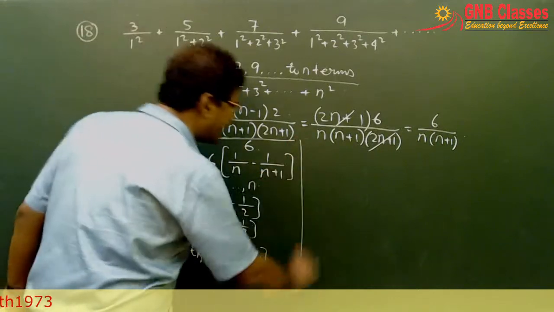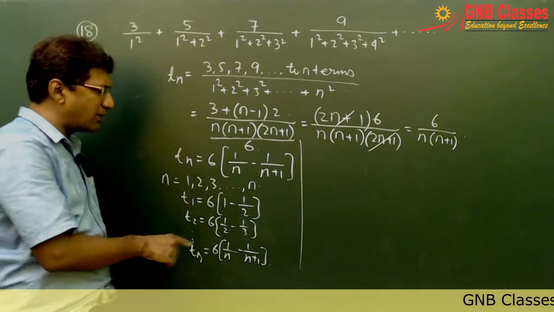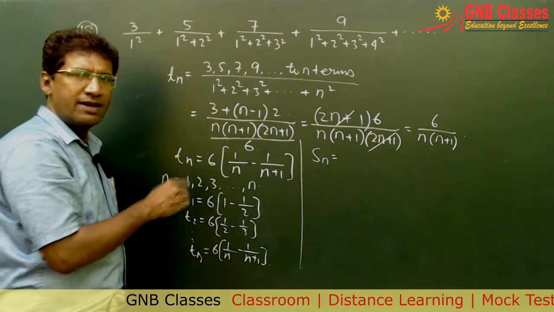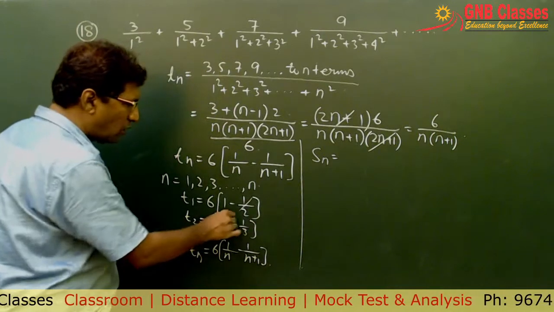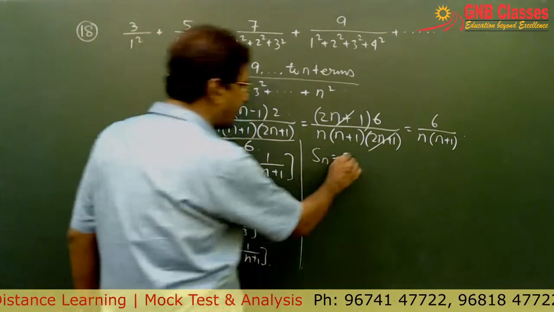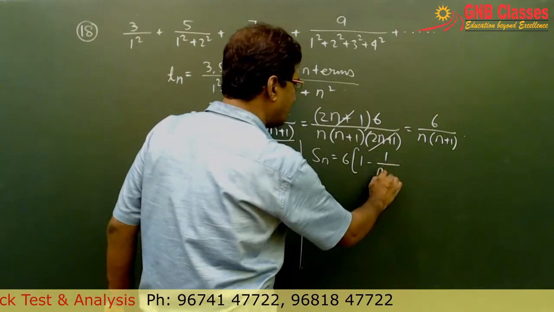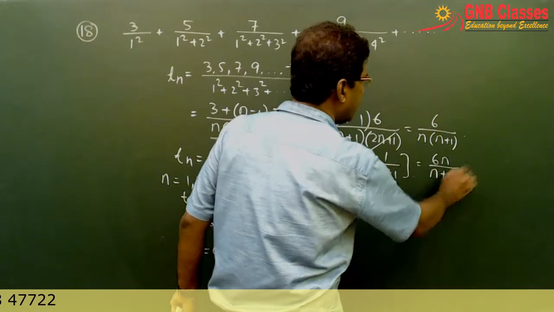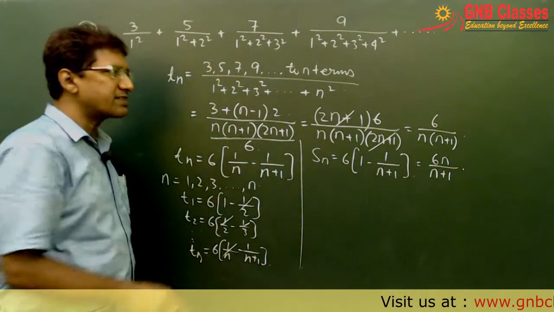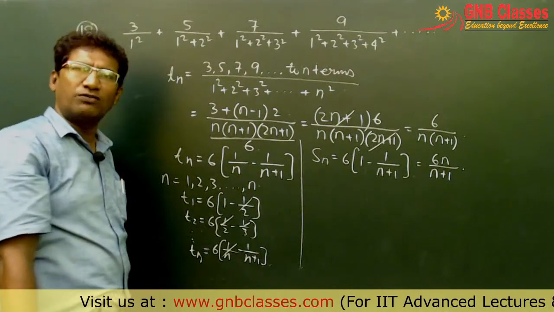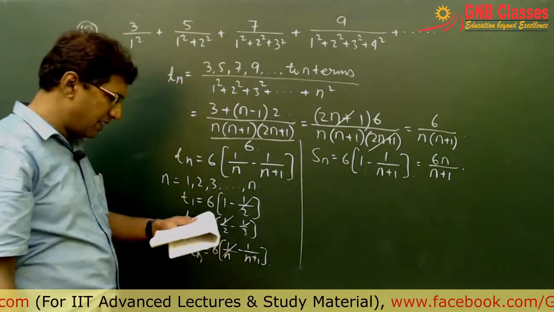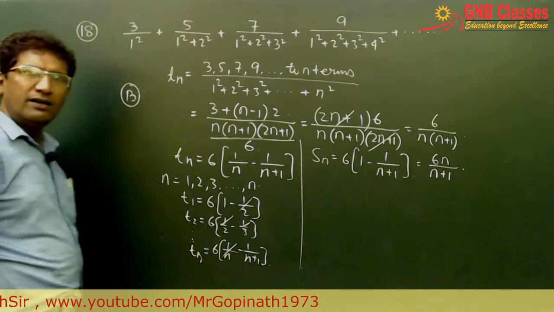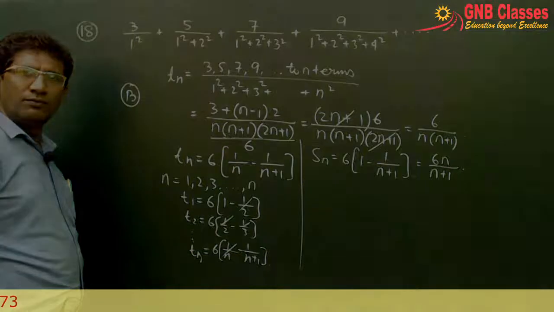Is it clear? Now if we add the corresponding sides, on the left hand side we are going to get the sum till n terms of this series, Sn, and on the right hand side, observe carefully, these terms will all cancel. So we will be left with 1 minus 1 by n plus 1, which gives you 6n by n plus 1. Is it clear? So that is the sum till n terms of the given series in question number 18. Thus our option B is correct for question number 18. Is it clear to all of you?